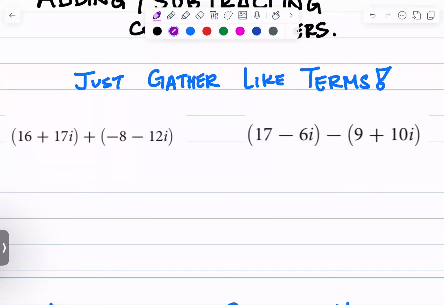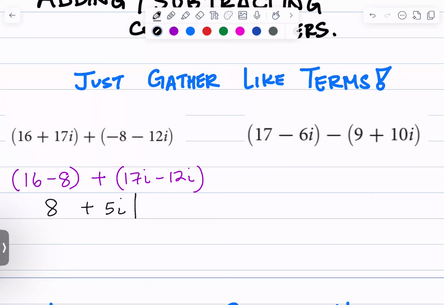So this is 16 plus 17i plus negative 8 minus 12i, right? So if I gather the real parts, it will be 16 minus 8 plus, if I gather the imaginary parts, 17i minus 12i. So 16 minus 8 is 8 plus 17i minus 12i, that's 5i. And here is my answer. Okay.